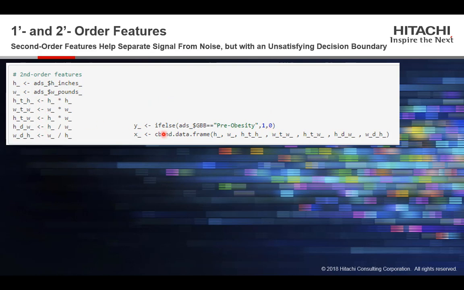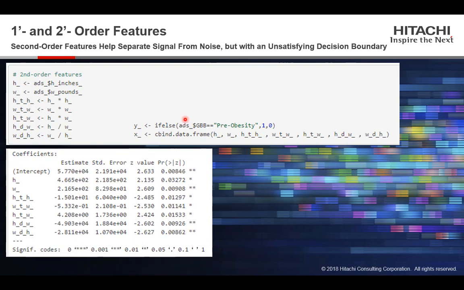Here are my second order features. I've got my markup in my pre-obesity here, my good, better, best. If it's pre-obese, I'm going to mark it 1. I've got 1, 2, 3, 4, 5, 6, 7-dimensional hyperspace. I'm going to try to draw a 6-dimensional boundary here. Let's see how I do.